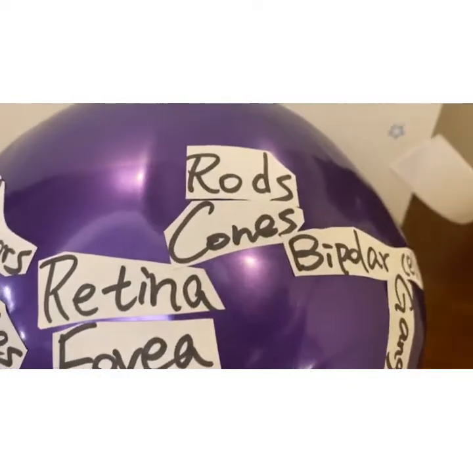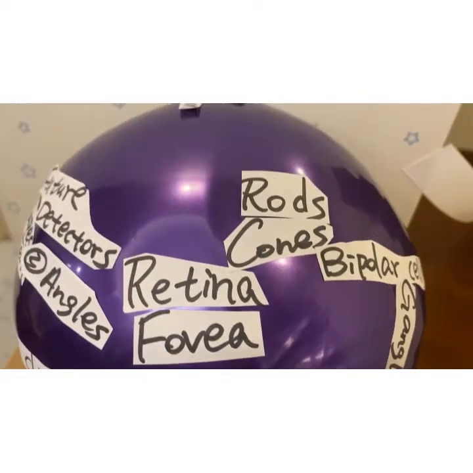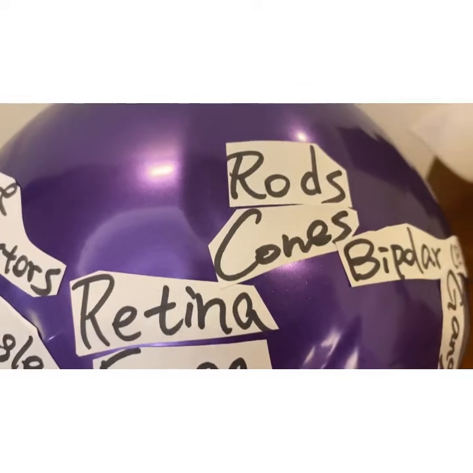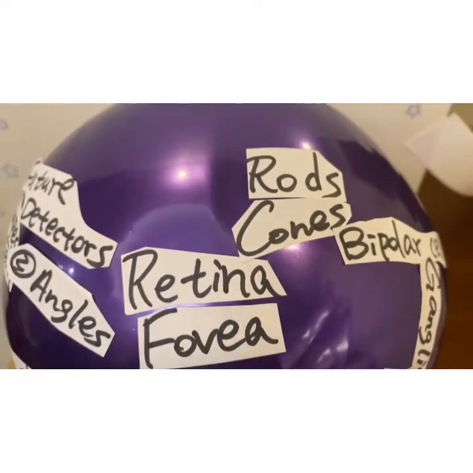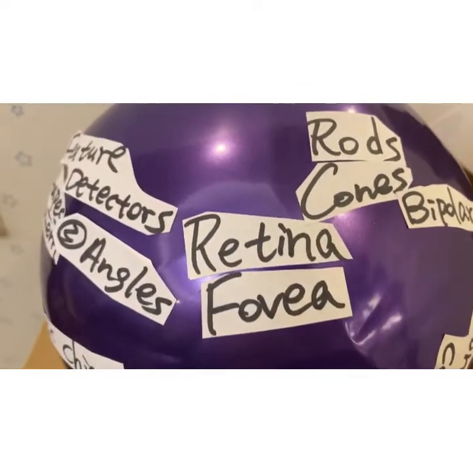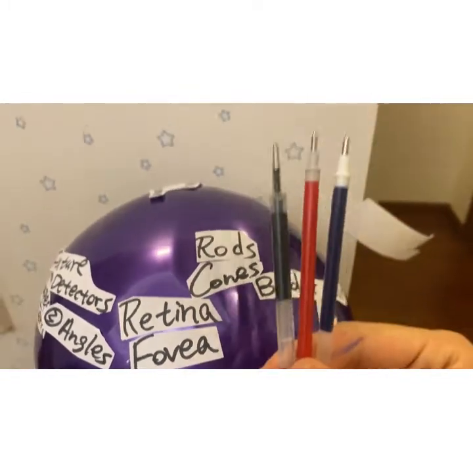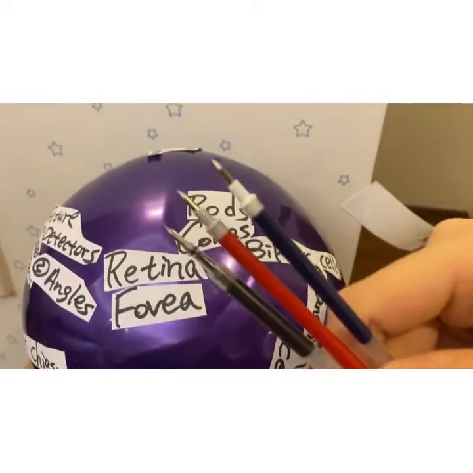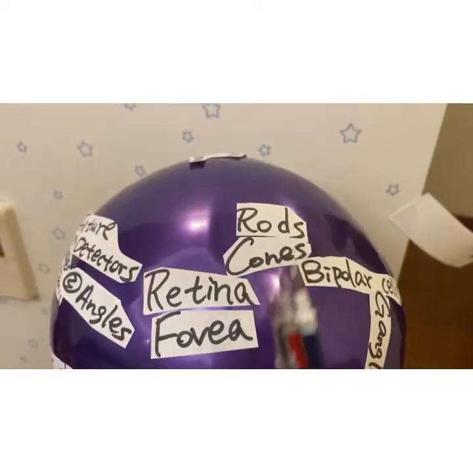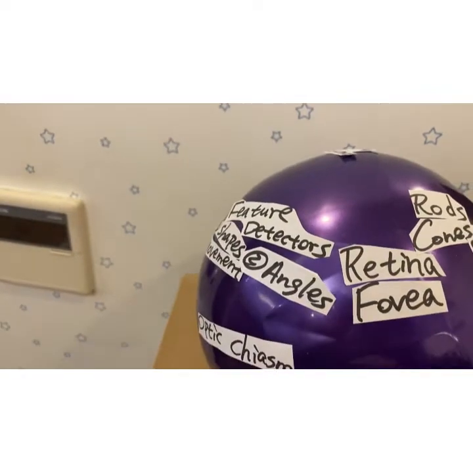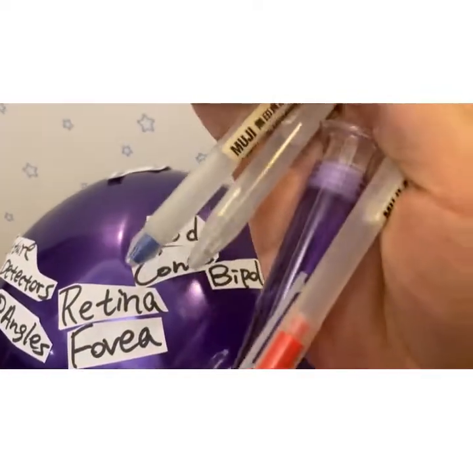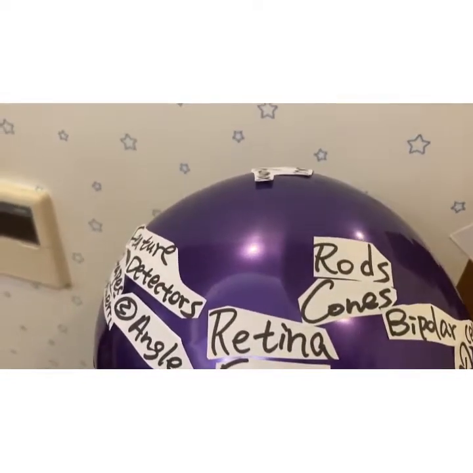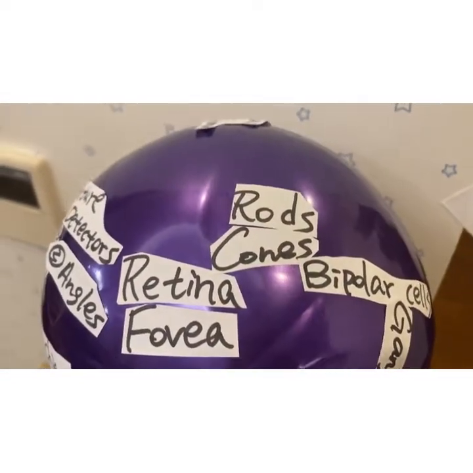Next, we have rods and cones. There are two types of retinal receptors. Rods only respond to black and white, and cones respond to colorful images. Rods are very thin, and cones are thicker than rods. Rods are only responsible for black and white, and cones are for colorful images.